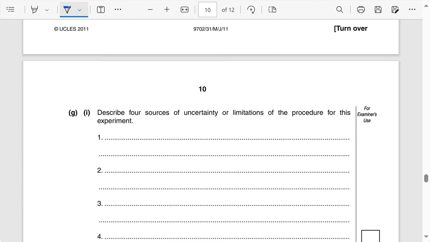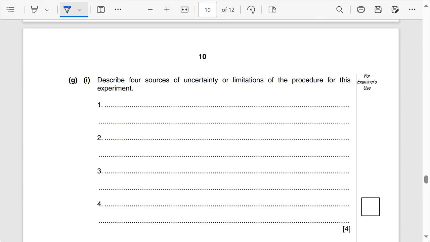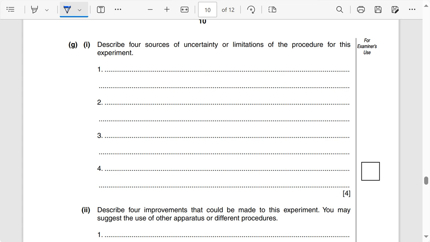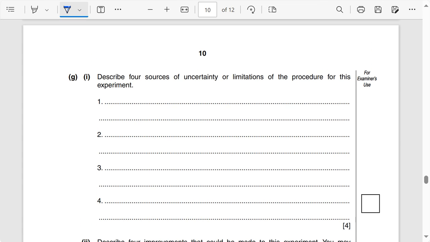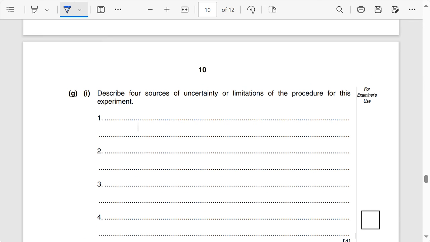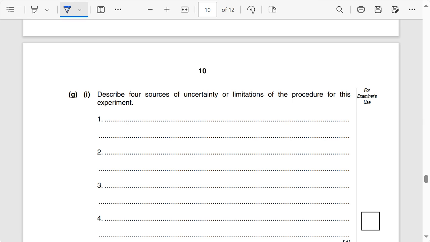Okay, and the last part of the question is describe 4 sources of uncertainty or limitations of the procedure for this experiment. So this is always going to be the last question. Some of the sources of uncertainties, you will see them in the exam, in the practical. If you try to print and do the practical yourselves. But since we have calculated the 2 K values, then we have a constant. We always have the first limitation as almost the same for every practical wherever we have 2 constants.